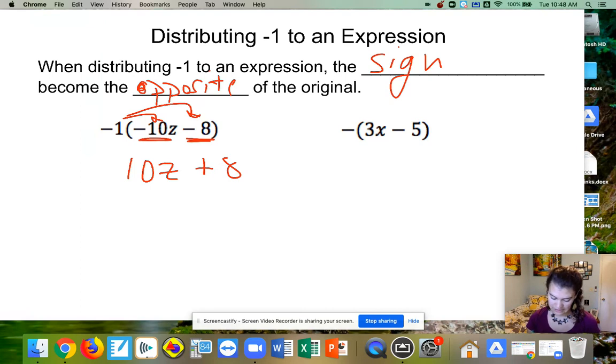Here we have, this is the same as a negative 1. There's nothing written, it's a pretend 1. Distribute this in, we'll get negative 3 instead of positive 3. And then positive 5 instead of negative 5.